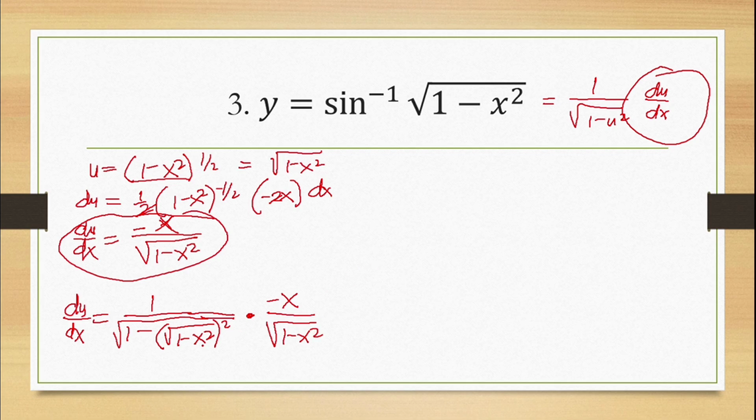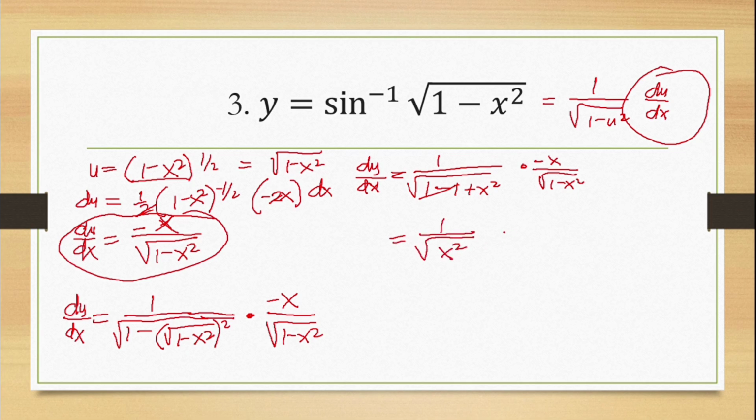So we are going to simplify this part. It will become dy over dx is equal to 1 over the square root of 1 minus 1 plus x squared, times negative x over the square root of 1 minus x squared. Okay, so cancel this part. The remaining of this one is 1 over the square root of x squared, and this is negative x over the square root of 1 minus x squared. So cancel, because the square root of this part is x.